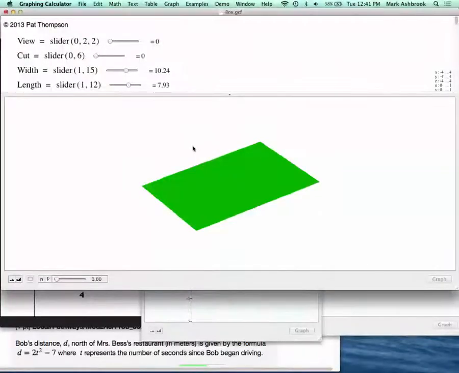Okay, we're going to do something new. So we're going to move on here. Next module. So imagine this is a sheet of paper. And I can change the width and length of it.